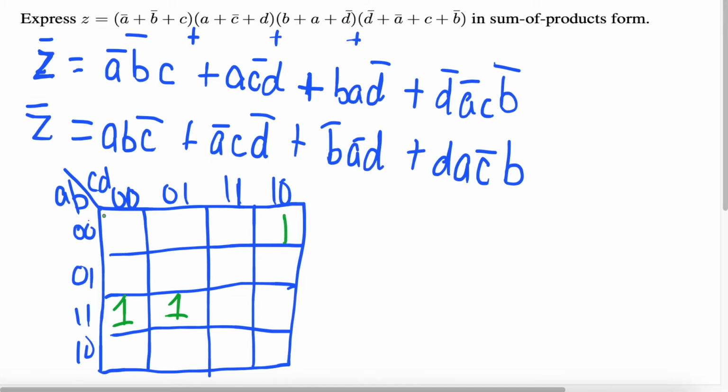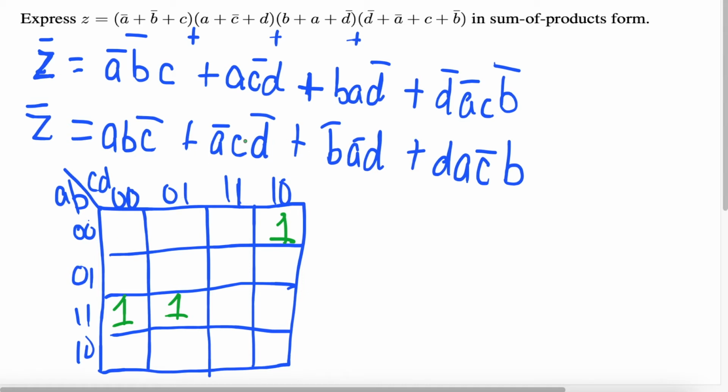Because we have a is equal to 0, c is equal to 1, and d is also equal to 0, right? And there's no other boxes that fit that same specific requirement, right? Now going forward, we have another one that we have to fill out. So we have b bar, a bar, and d bar. So we know there's a 1 when b is equal to 0.